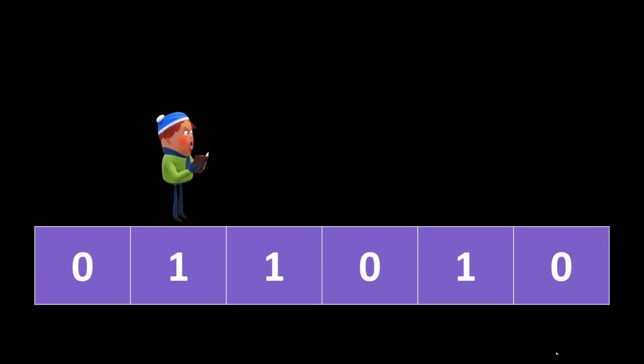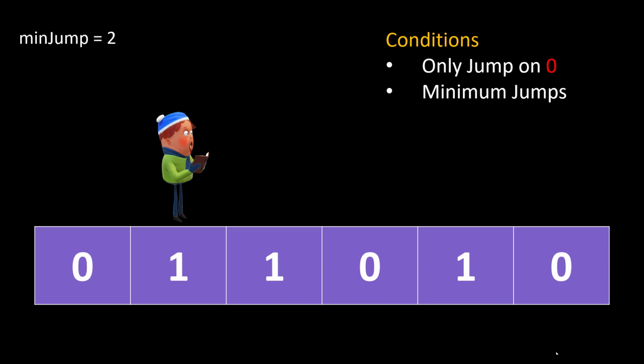But similar to all the jump games, we do have certain conditions attached to the jump that we are making. So what are these conditions? The first condition is we can only jump to an index whose value is 0. The second condition is the minimum jump is given to us. In this case it is 2. So we cannot make any less jump than the minimum jump. And third, there is a maximum jump attached, so we cannot jump more than 3 in this particular case.